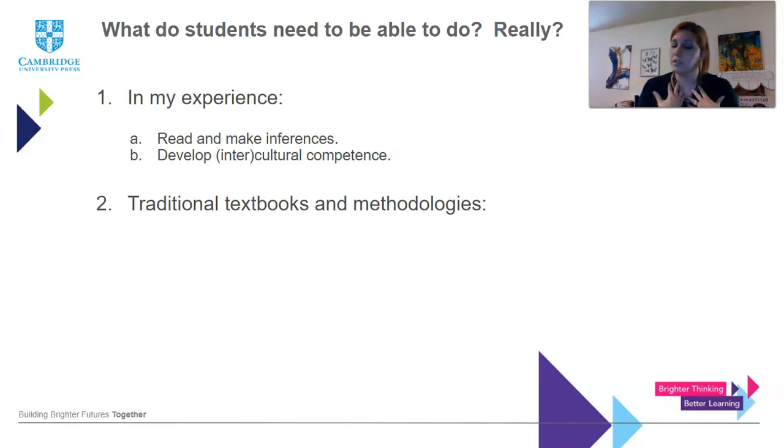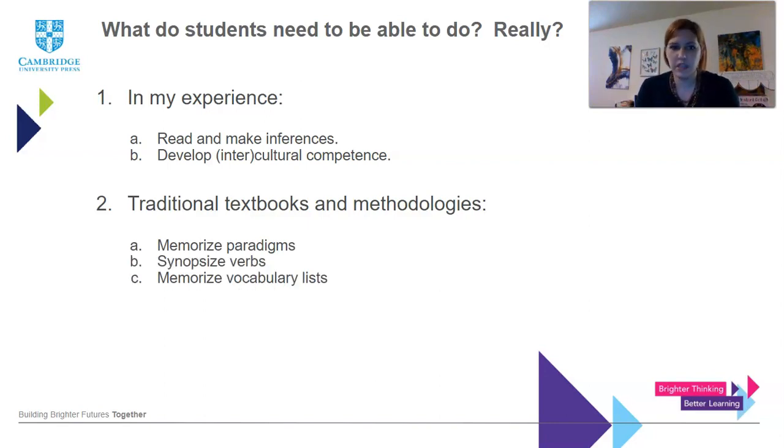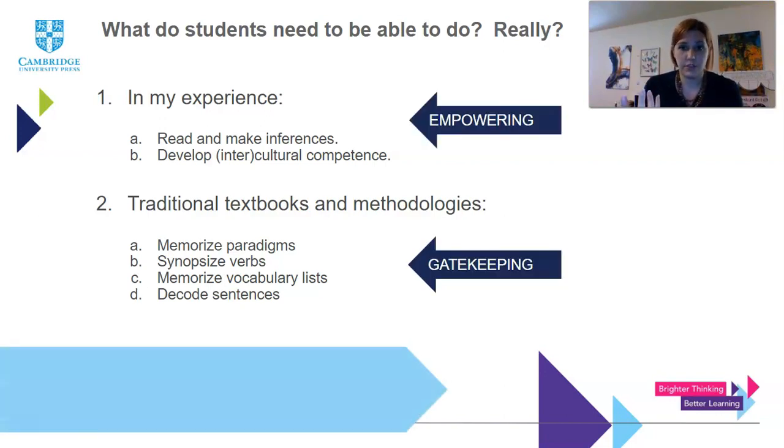But in my experience with traditional textbooks and methodologies, both as a student and as a teacher, I tend to expect students to memorize paradigms, to synopsize verbs, memorize vocab lists, decode sentences, which is not really the same as reading. But when you really ask yourself what it is that students need to be able to do, if you're focusing on the first set of them, reading and developing competence, you're looking at things that empower students. It's very empowering for a student to be able to read a text and understand the subtleties and what's going on. It's very empowering for a student to be able to speak intelligently and critically about culture. It helps them understand and recognize things in their own culture. It helps them better understand political discourse, civic discourse. It's a really empowering part of their education.